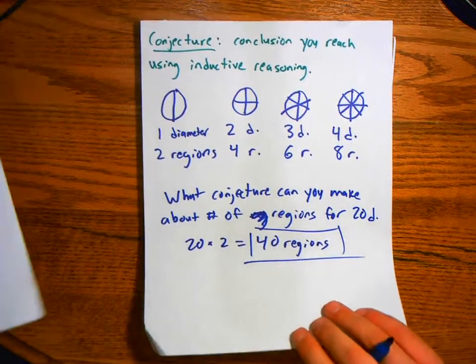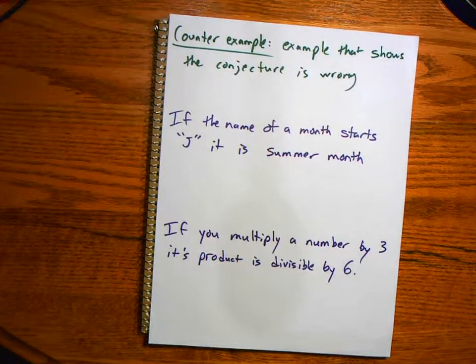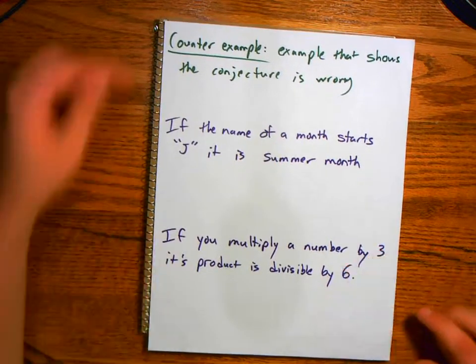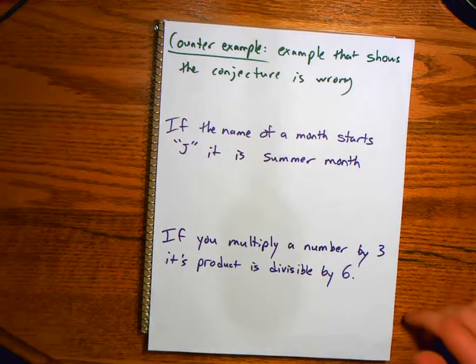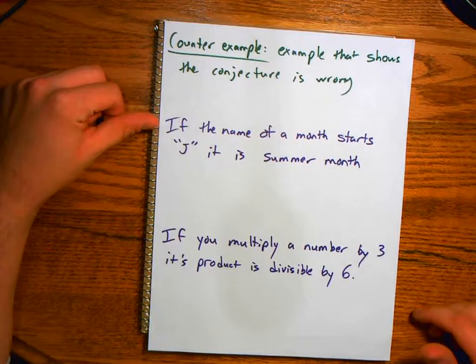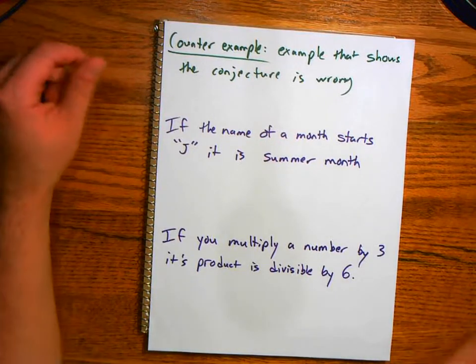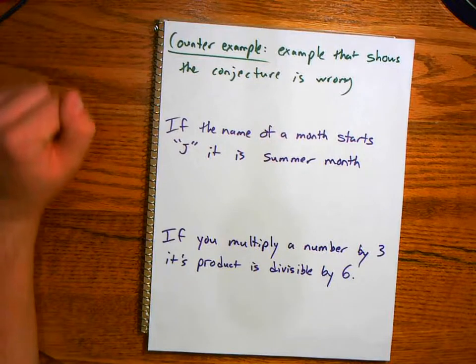Alright, and here's the last thing that I want to talk about. Finding counterexamples. Now, a counterexample is something that you can show to prove that the conjecture is wrong. If you come to a conclusion and you may find that there is an instance where it doesn't always work, a counterexample is an instance that points that out. So let's say we have a conjecture that if the name of the month starts with the letter J, it is a summer month.